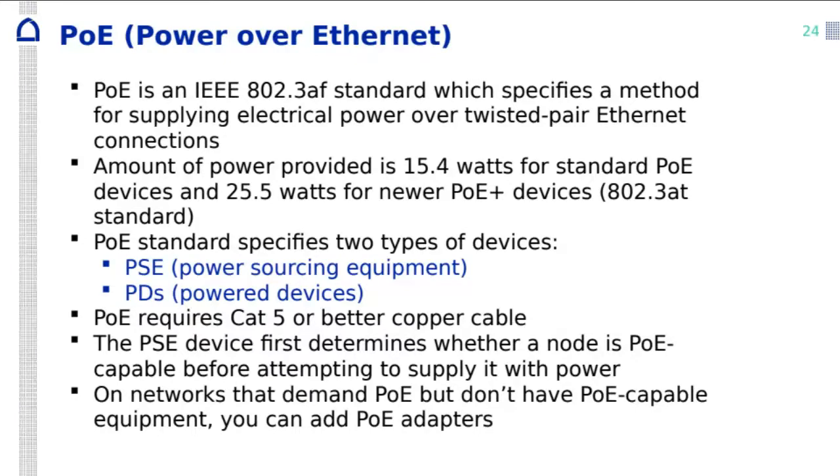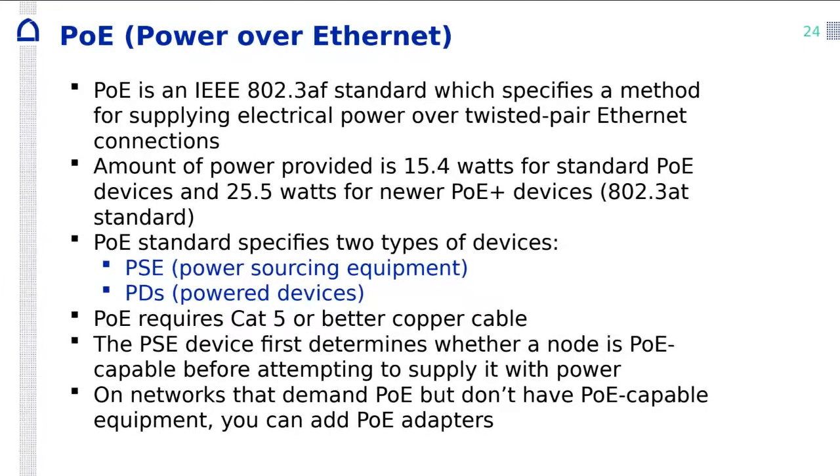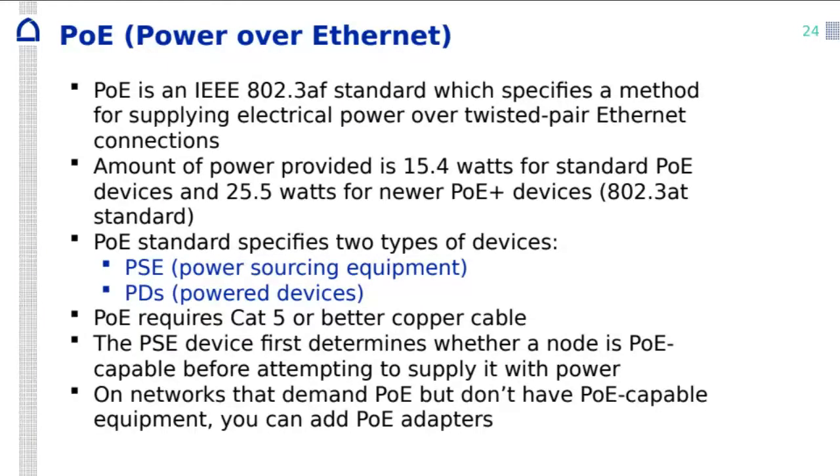And they specify two types of devices. PSE, power sourcing equipment. This is the device that is giving the power. And the other one is PDs, powered devices. You need Cat 5 or higher, so you cannot use it on Cat 3. The PSE sourcing device first determines whether a node is PoE capable or not. On networks that demand PoE but don't have PoE capable equipment, you should add an adapter.